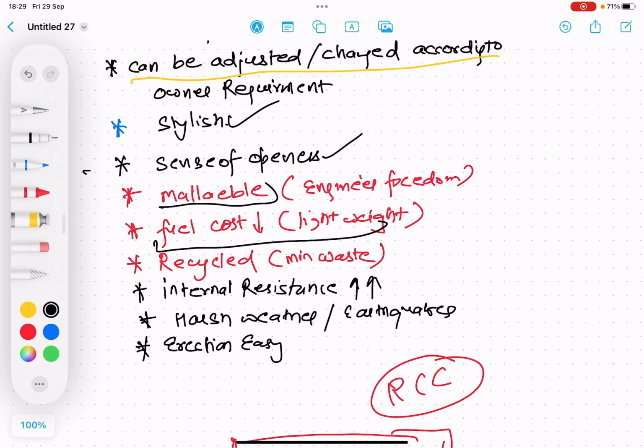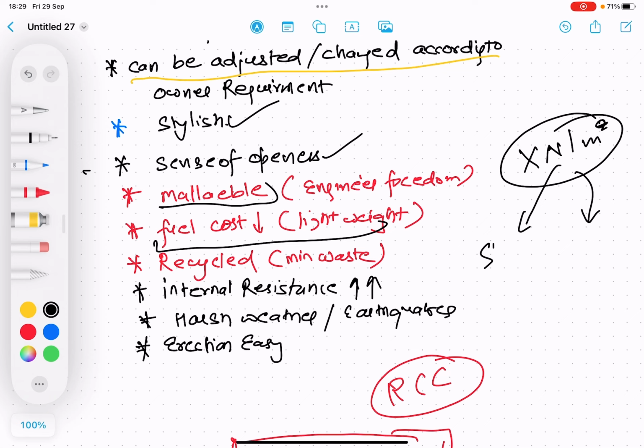suppose the strength requirement is x Newton per meter square, for the same strength criteria, the steel structure component will be light in weight. On the other hand, the RCC component will have much higher weight than the steel structure component. Okay, let us take another example, pier 1, pier 2. There is a U girder being erected over there, and in the second case we are erecting a steel girder over there, upon which casting is done.